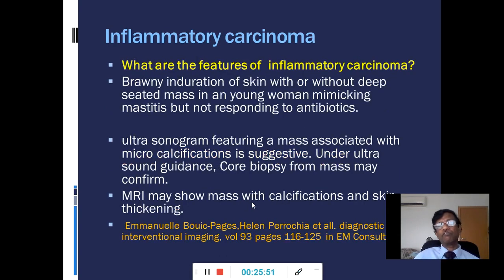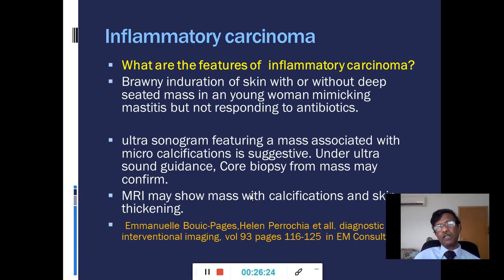What are the features of an inflammatory carcinoma? Brawny induration of skin. Yes, there is brawny induration of the skin, with or without a deep-seated mass, in a young woman, mimicking mastitis but not responding to antibiotics. This is the main problem. The patient is a young woman, sometimes a breastfeeding woman, lactational. That's why it is known as lactational carcinoma also, or inflammatory carcinoma.